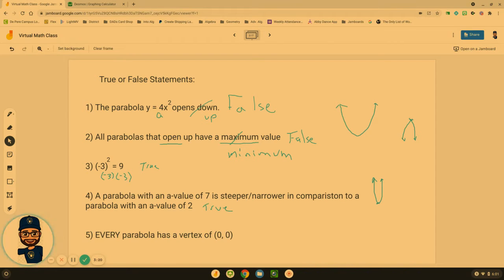Last one, true or false? Every parabola has a vertex of 0, 0. This is false. A lot of them might have a vertex of 0, 0, but as we explored with the c value yesterday, not every parabola has a vertex of 0, 0. We're going to learn a lot about how they move or shift on our coordinate plane. Right? So that's the basis of what we started with in graphing these parabolas.